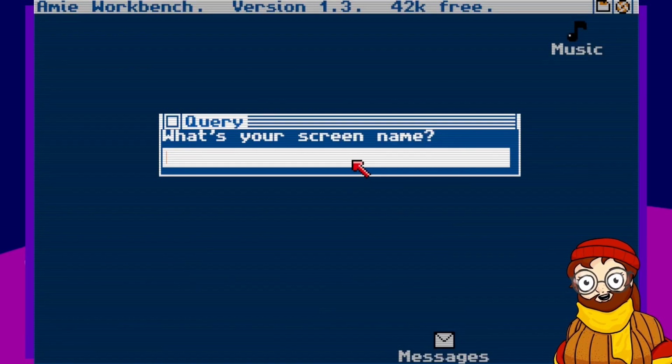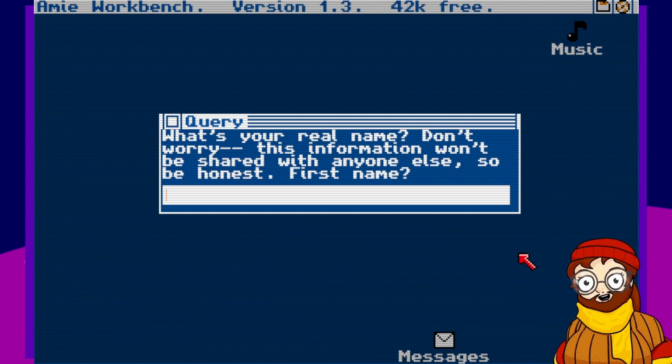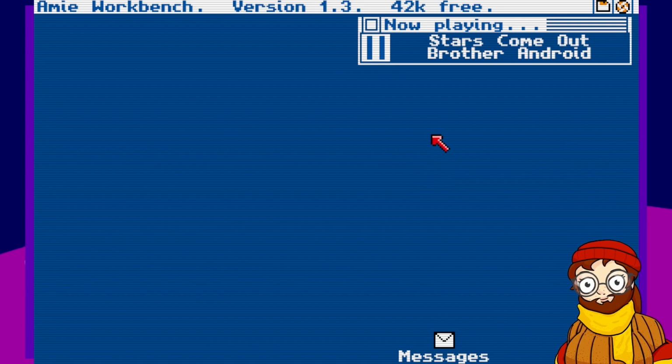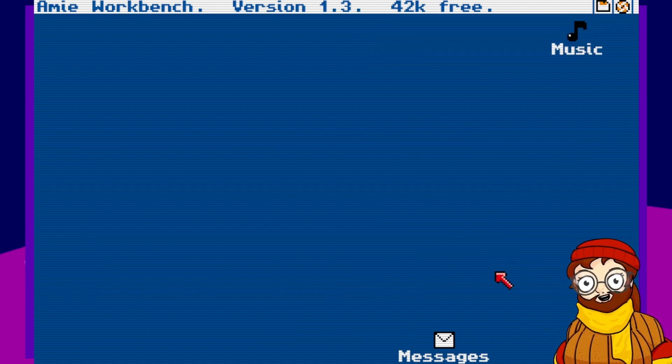What's your screen name? Now, I always go with Case because I'm a big dork. But let's go with Daisy. What's your real name? Don't worry, this information won't be shared. What's your last name? We'll go with Bits, as silly as that is. And I'm going to immediately turn off the music because sometimes it gets copyright struck. Some of it does. So put in your own cozy tunes and enjoy.